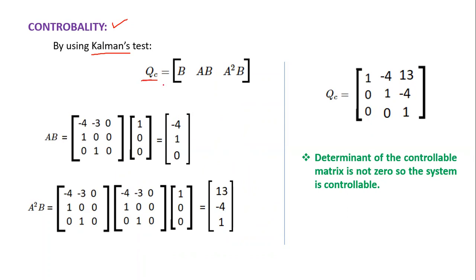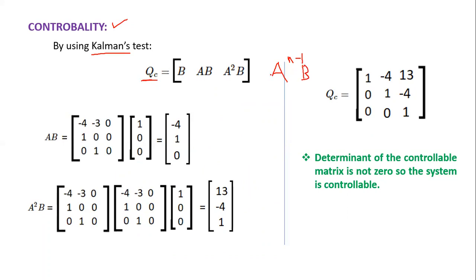Once we find the controllable matrix, then we need to find the det value. If the det is equal to 0, it is not controllable. If det is not equal to 0, then it is a controllable system. So first we need to check the controllable matrix. How to find the controllable matrix means B, A B, A square B, and so on up to A power n minus 1 into B.